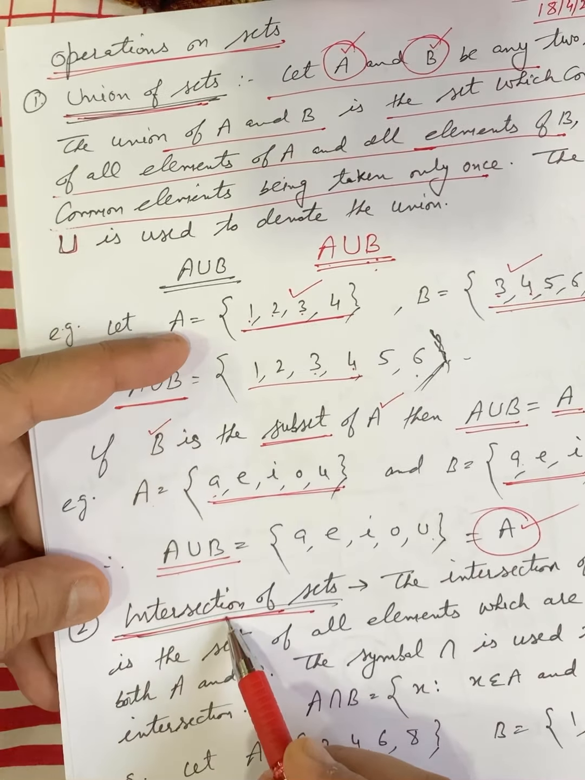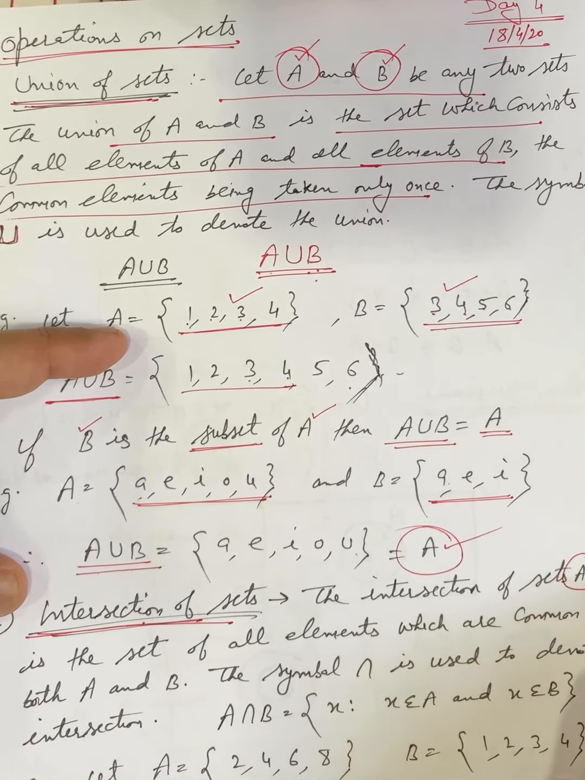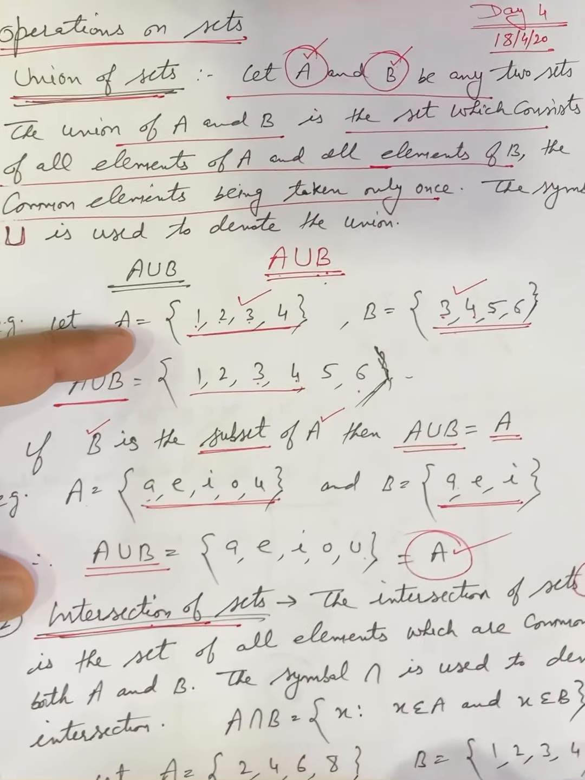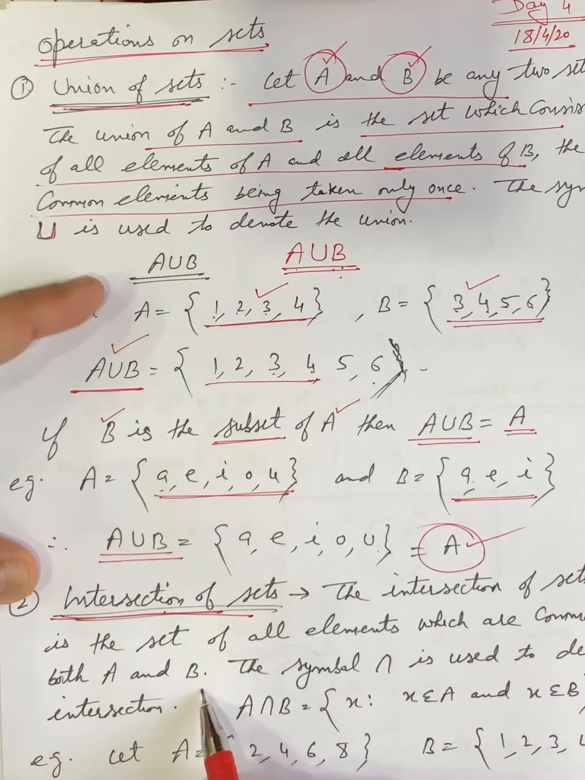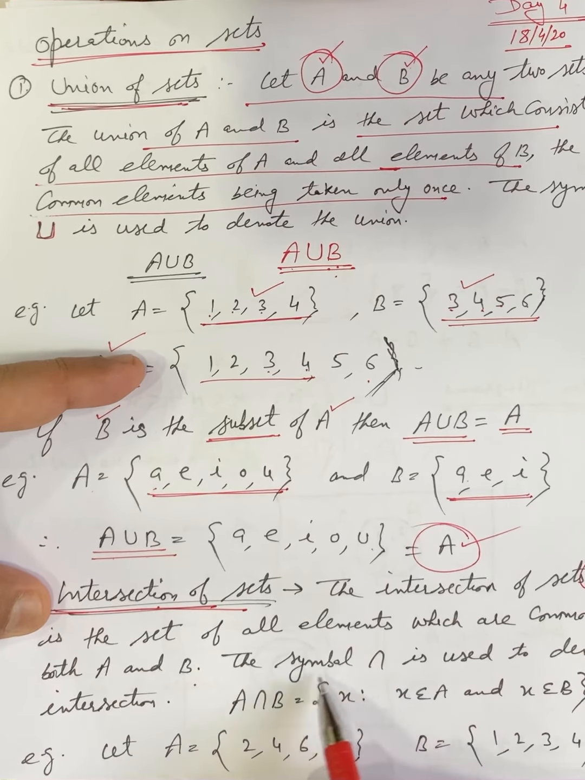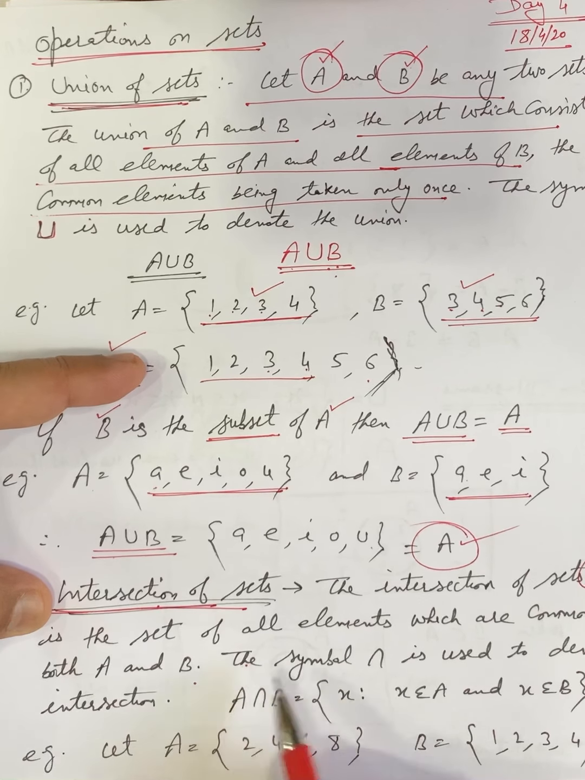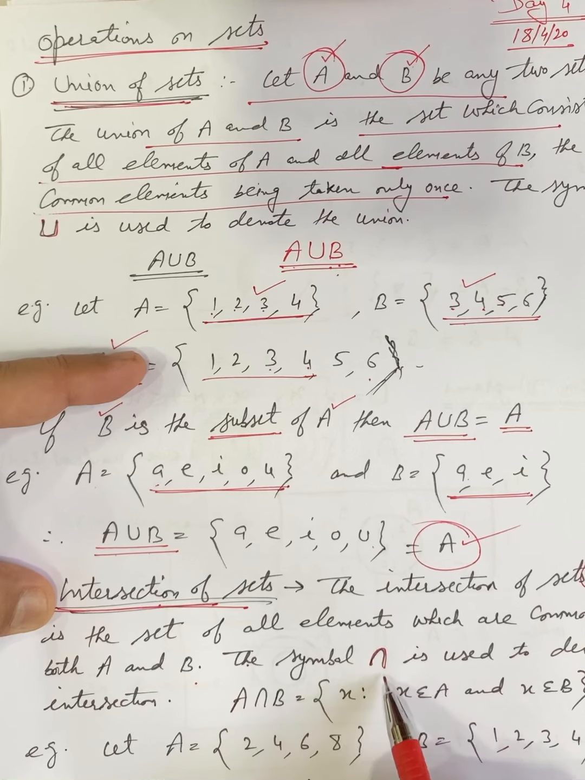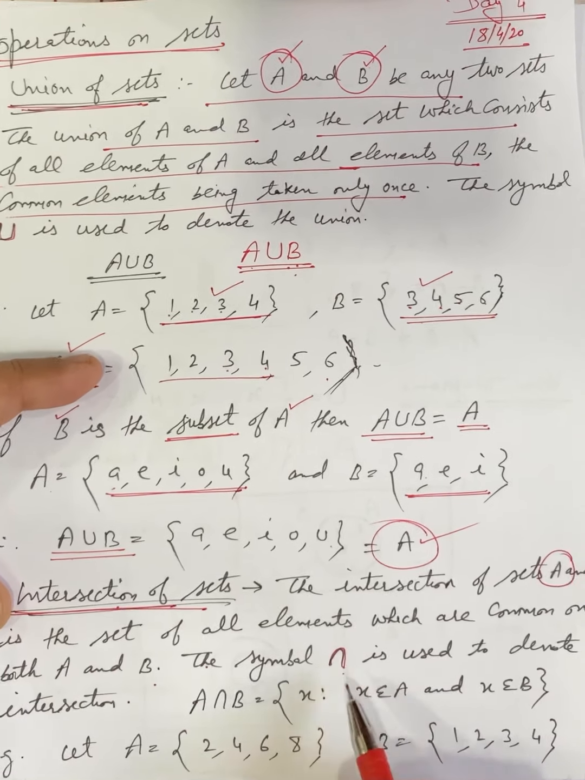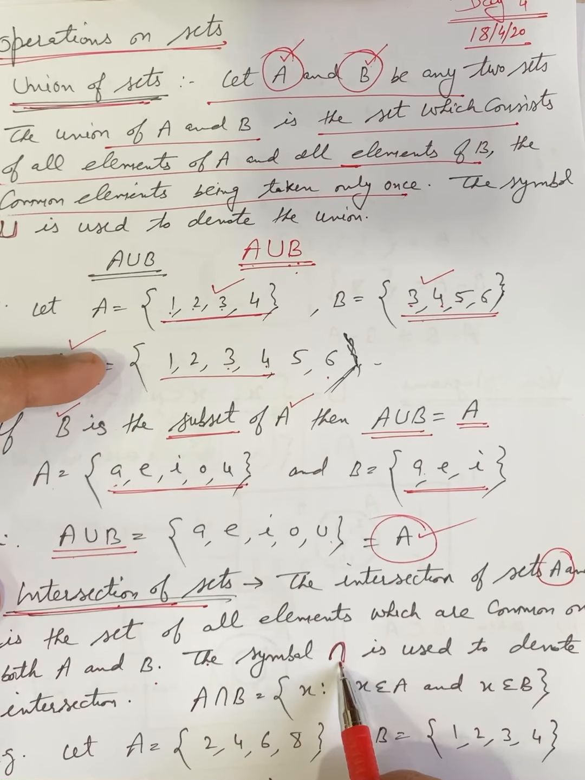Now the second operation is intersection. What is the intersection? If you have two sets A and B, then the set of the common elements of A and B will be the intersection of the two sets. The symbol for this is the reverse of the union. We turn the U upside down. That will be the symbol of the intersection.